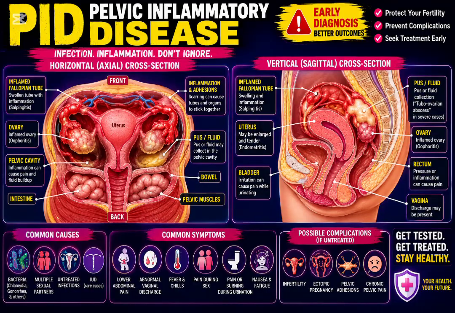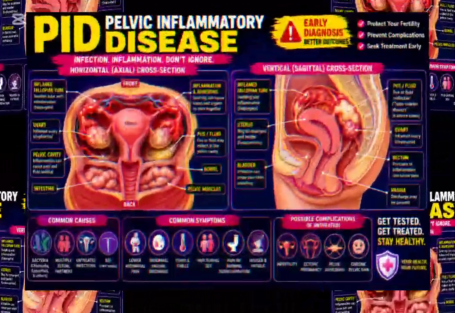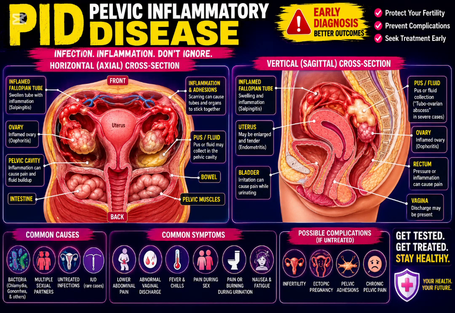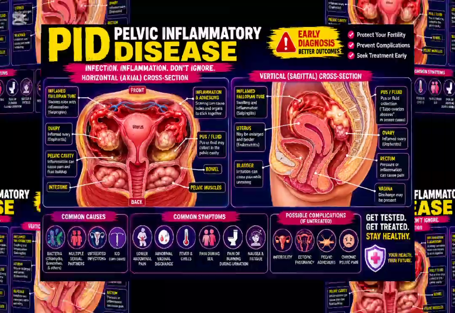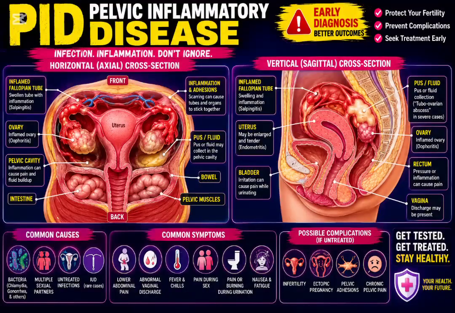Common symptoms. One of the most common symptoms is lower abdominal or pelvic pain. Other symptoms may include unusual vaginal discharge, fever or chills, pain during sex, pain or burning when urinating, abnormal or irregular bleeding. Some people may also experience nausea, vomiting, or fatigue. However, PID can sometimes cause few or no obvious symptoms.